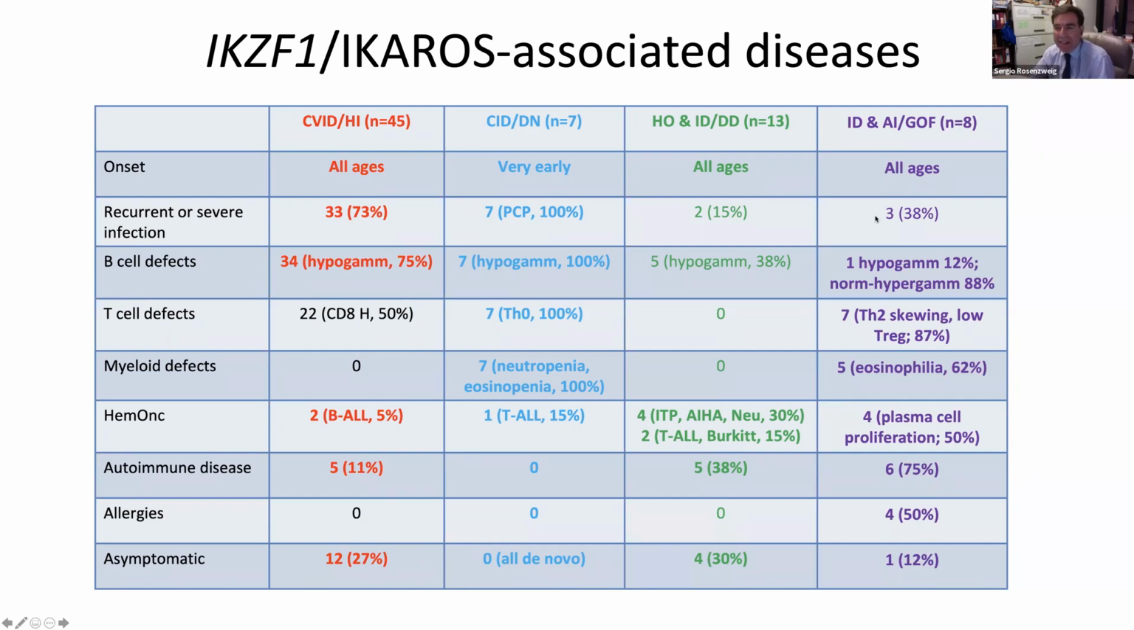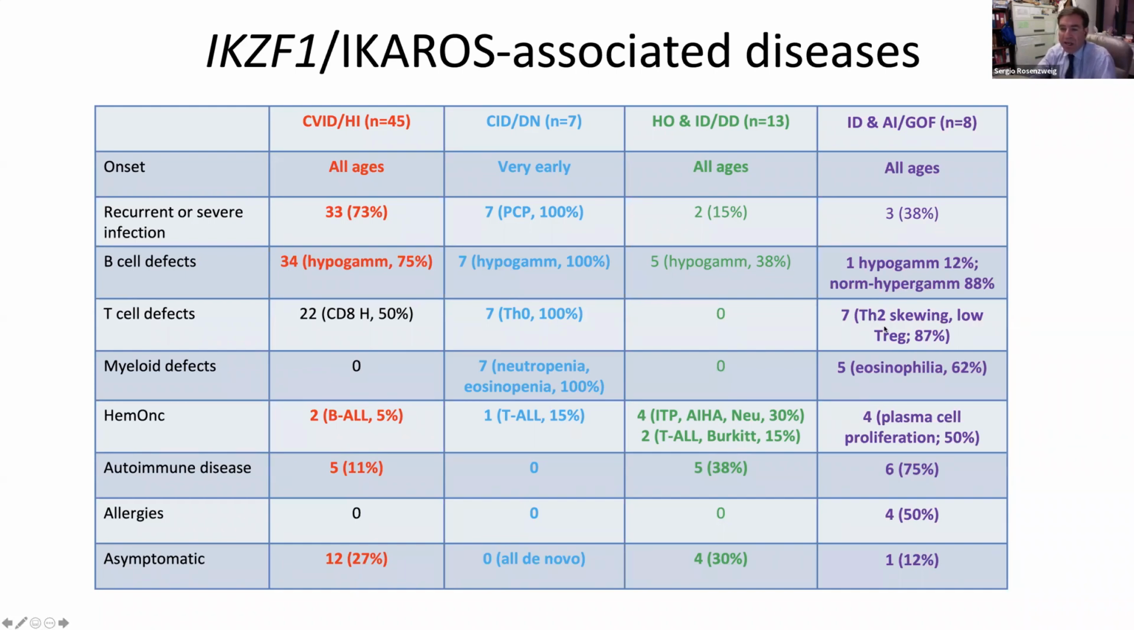And then last was the gain of function, the last one that I have shown you. These patients can present early, but also can present later in life. Infections were not the most common thing, but they were there. Hypogammaglobulinemia was in one individual, but most of them have normal or high immunoglobulins. Remember, you can have IKAROS-associated diseases with agammaglobulinemia and also with hypergammaglobulinemia. So remember, this will help you to discriminate the patients.